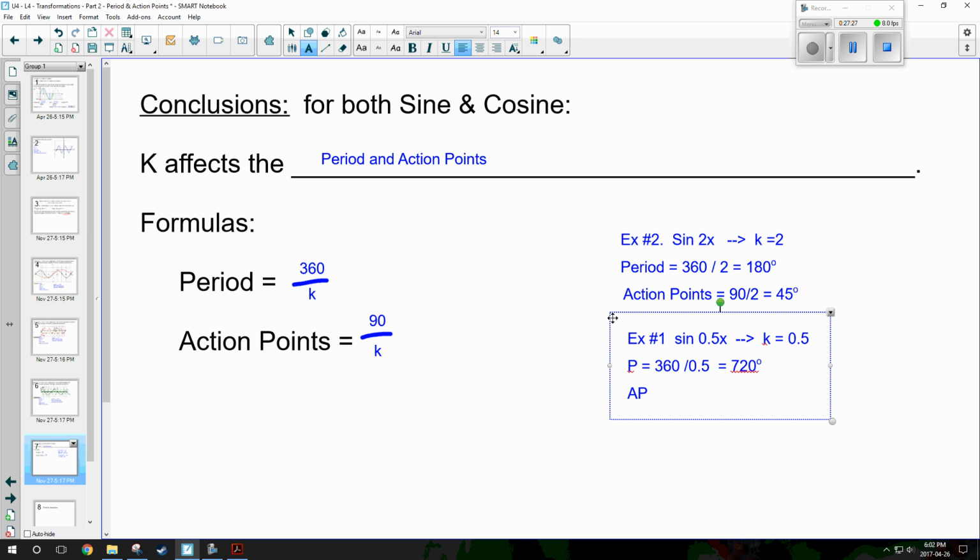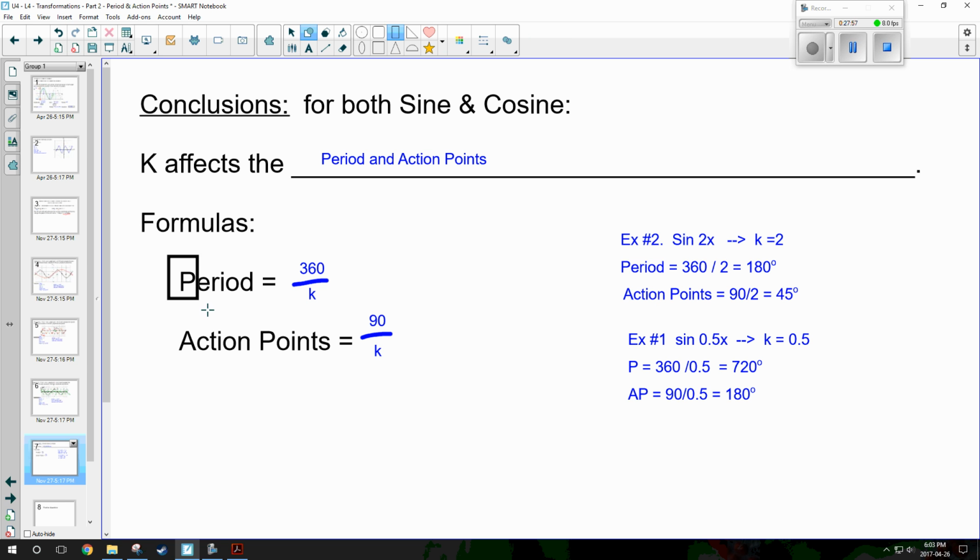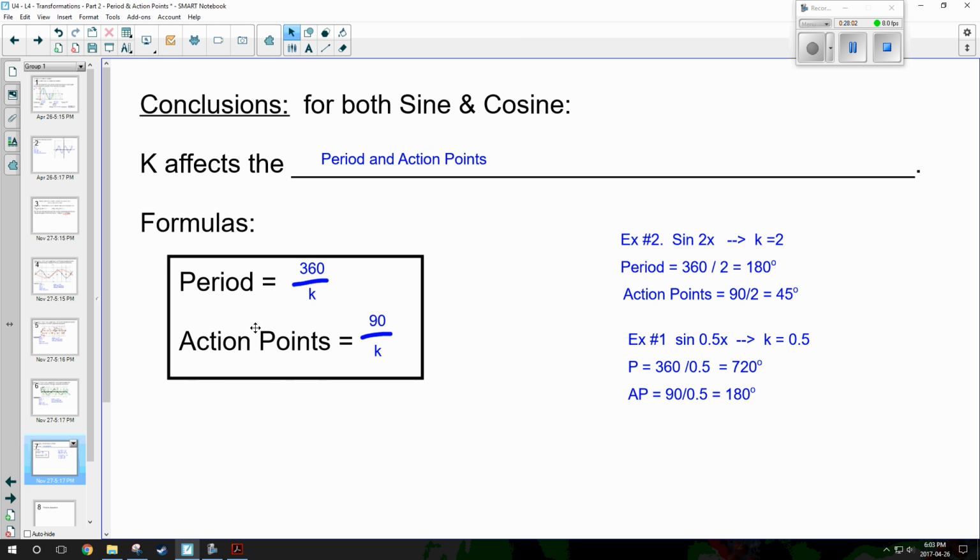Likewise, for our action points, which from now on I'm going to use the short form AP, we start with it regularly at 90, divide it by our k value, which in this case is 0.5. And 90 divided by 0.5 gives us a value of 180, which again ended up being where action points hit. They ended up hitting at every 180 degrees in example number 1. So from now on, like I said, you can use these formulas, and these formulas are really important, because we're going to be continually using them whenever we're graphing sine and cos to figure out what our period should be and what our action points should be.